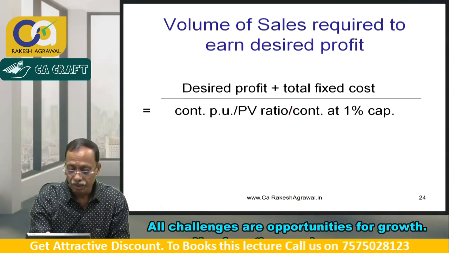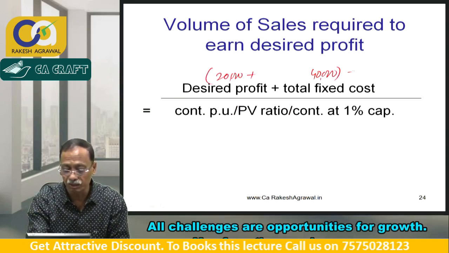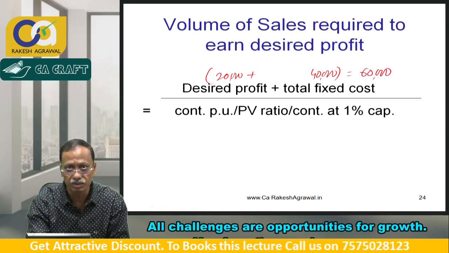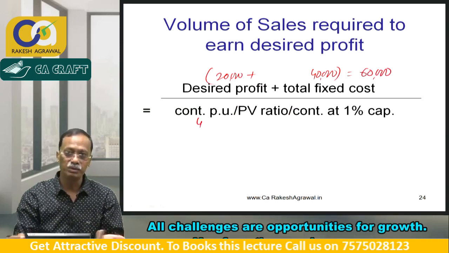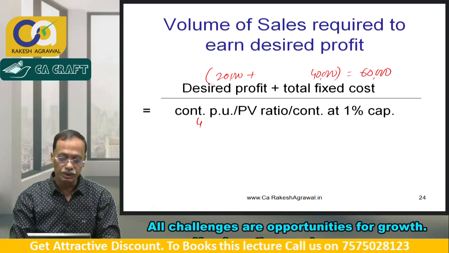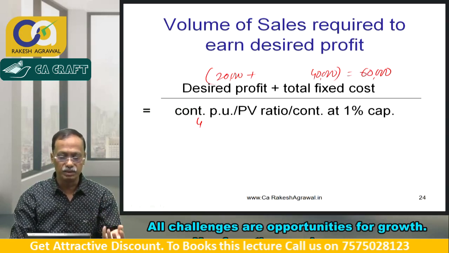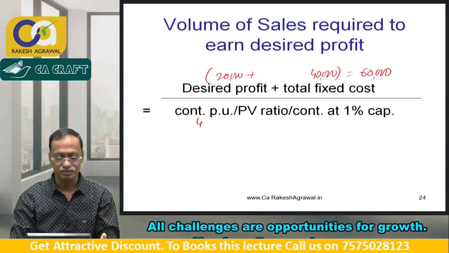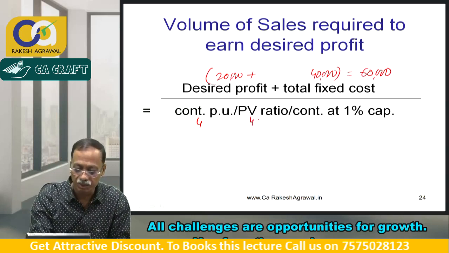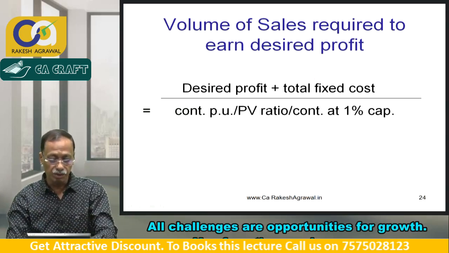For example, my fixed cost is 40,000 and my desired profit is 20,000. So to earn 20,000 profit after recovering a fixed cost of 40,000, it means I should generate a contribution of 60,000 rupees divided by 4 rupees per unit. Getting it? So you'll have to sell 15,000 units in that case. If you desire to earn a profit of 20,000 rupees, you'll have to generate a sales of 15,000 units. Similarly, if you divide it by PV ratio, you'll get the answer in rupees sales and so on. Okay, we go ahead.